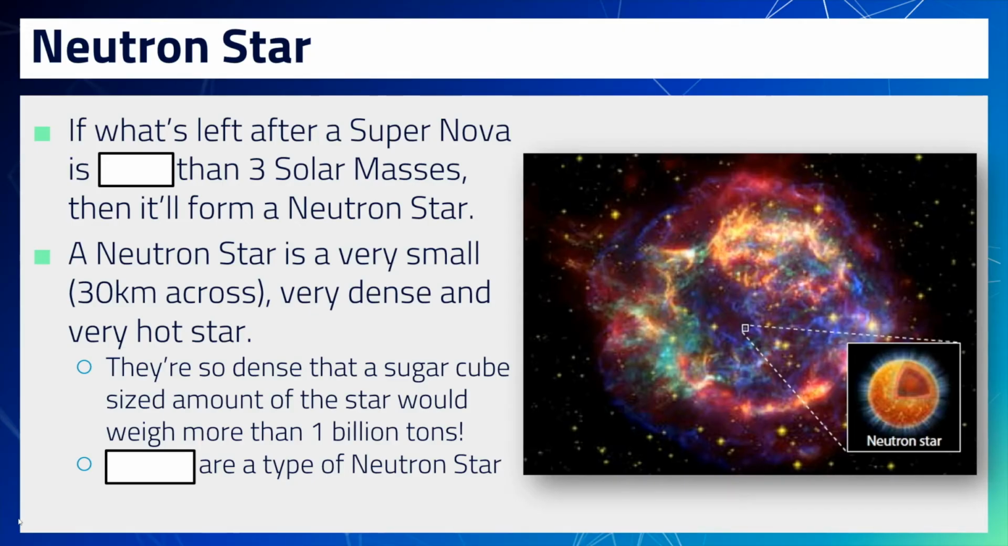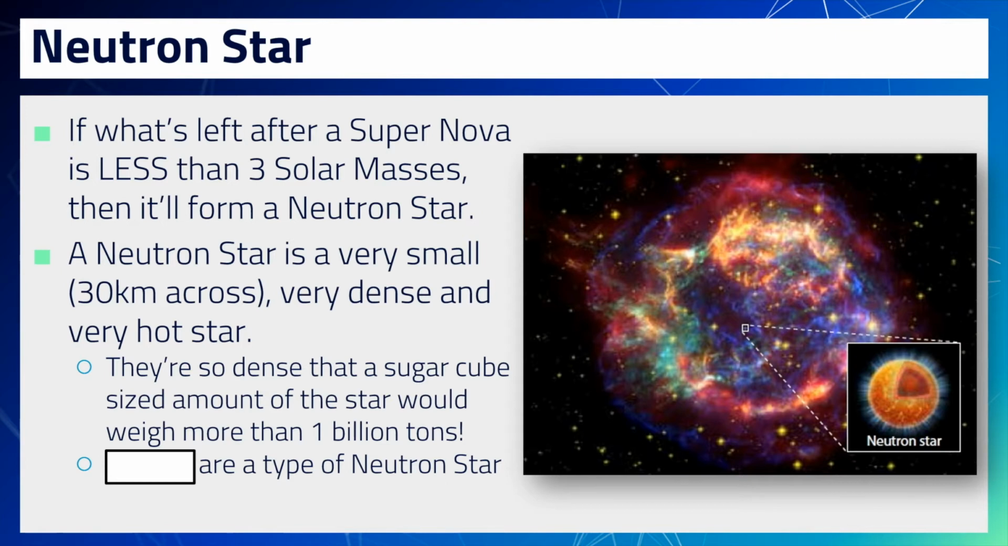So we've had our very, very big star go supernova, and there's a little bit remaining after that. Now, if what is left is on the smaller side, and it is less than 3 solar masses, then that remaining stuff becomes a neutron star. Now, neutron stars are very small. They're only like 30 kilometers across, but they're very, very dense and very, very hot.